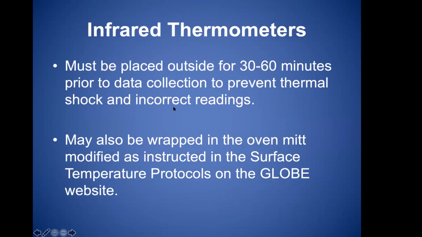When you're taking the data, it must be placed outside for 30 to 60 minutes prior to data collection. And this is to prevent thermal shock and incorrect readings when there's a difference between the temperature of the IRT itself and the air temperature. You can get around this by using an oven mitt, and you'll find that in the surface temperature protocol training section of the GLOBE website, and you may have already seen that.